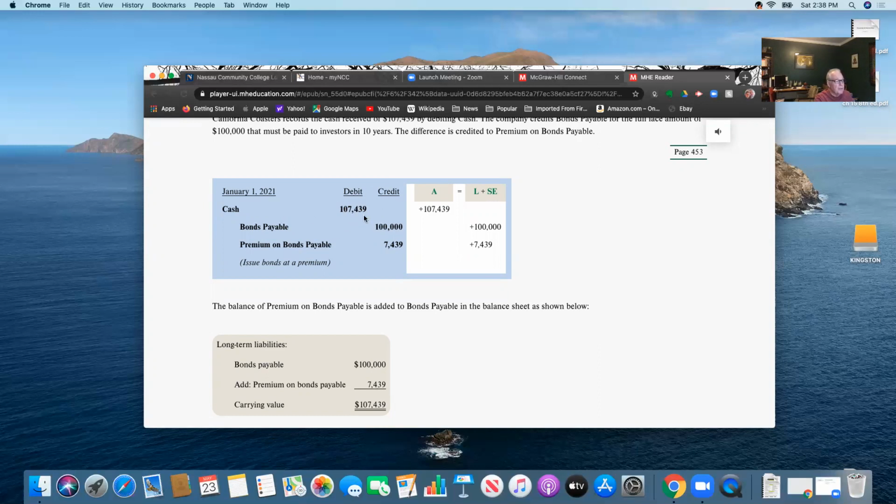So here we debit cash for what we receive, 107,439. Credit bonds payable for 100,000, face amount. Credit premium this time, premium, not discount, premium, 7,439. So while discount represents additional interest expense, premium represents a reduction in interest expense. So we're taking in 107,439. We're paying back $100,000. This 7,439 is going to be spread out over the 10 years, and it's going to be used to reduce interest expense.